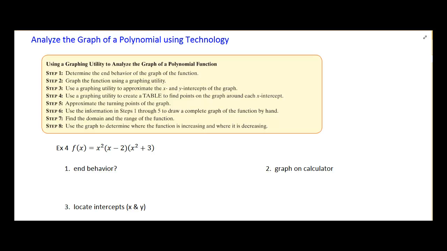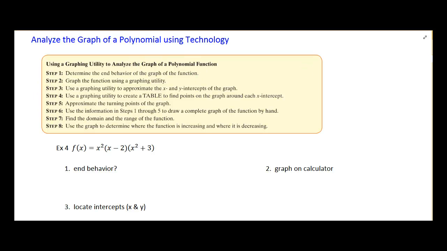The final thing we want to do with our polynomial functions in analyzing them is to allow the calculator to give us some information about it as well. So we're going to discuss how to analyze the graph of a polynomial function using our graphing calculator. Now there are some steps that we're going to go through, and this is a summarization of the 8 steps that we're going to use.